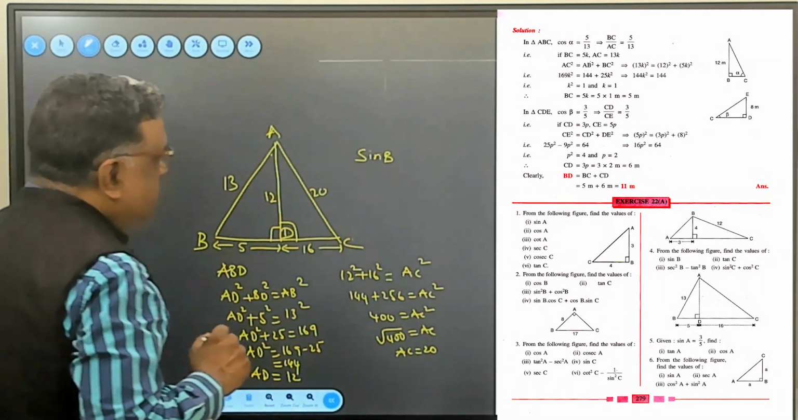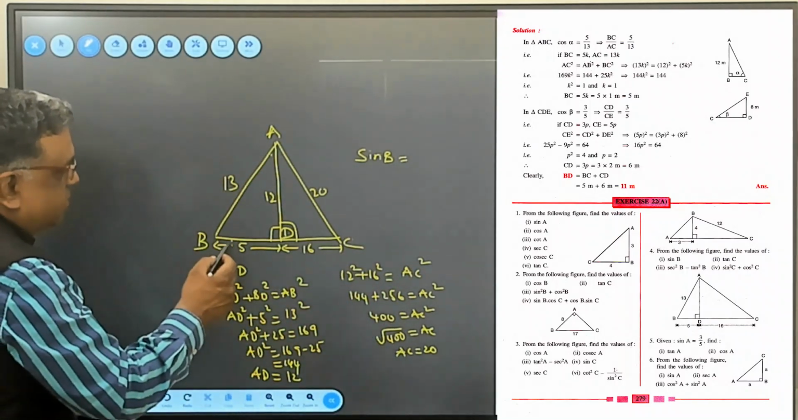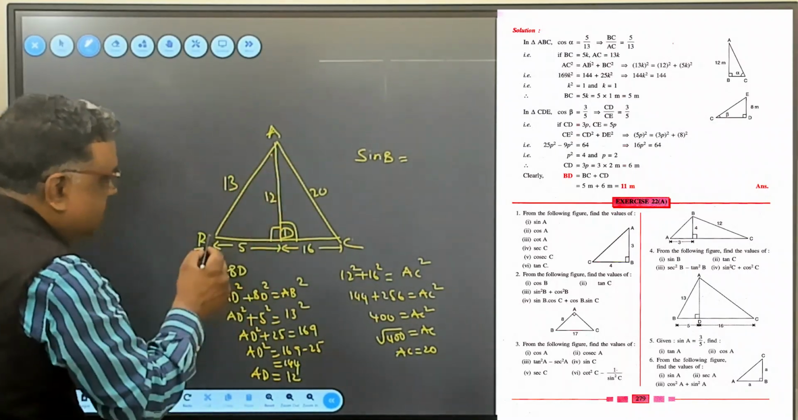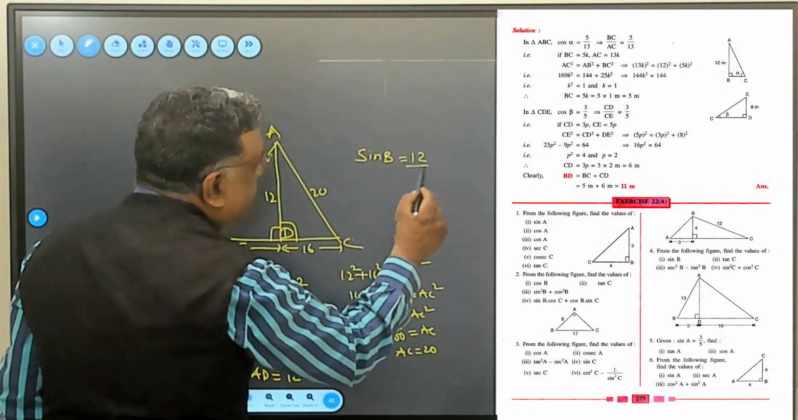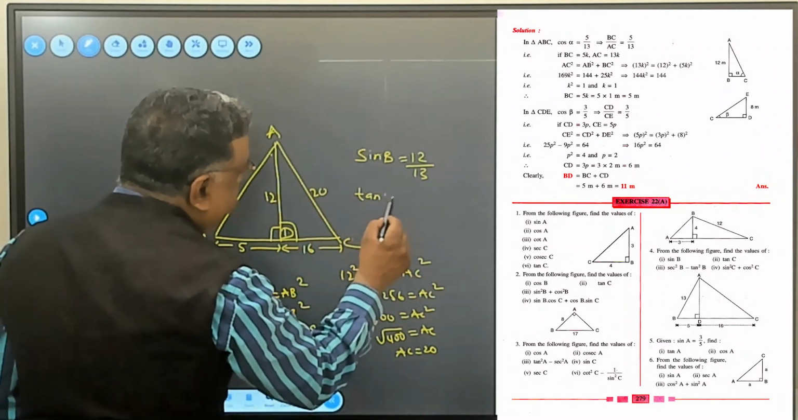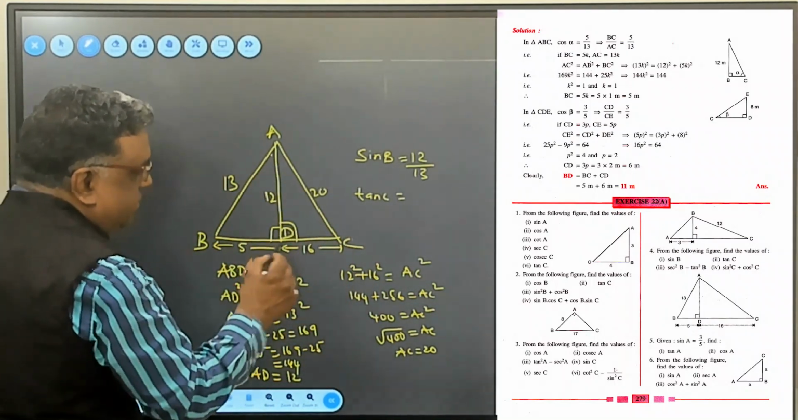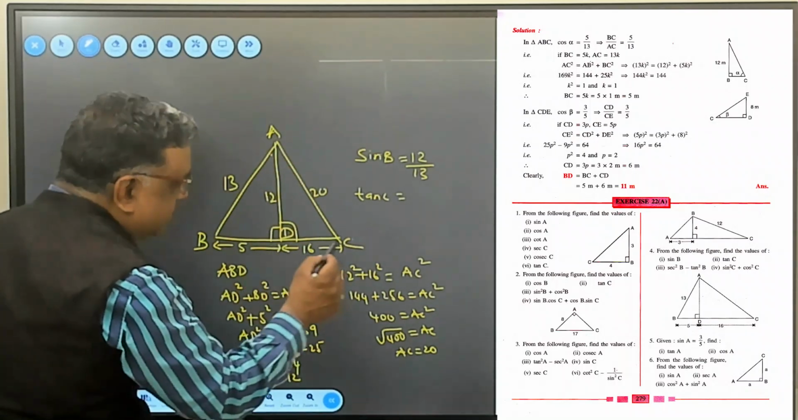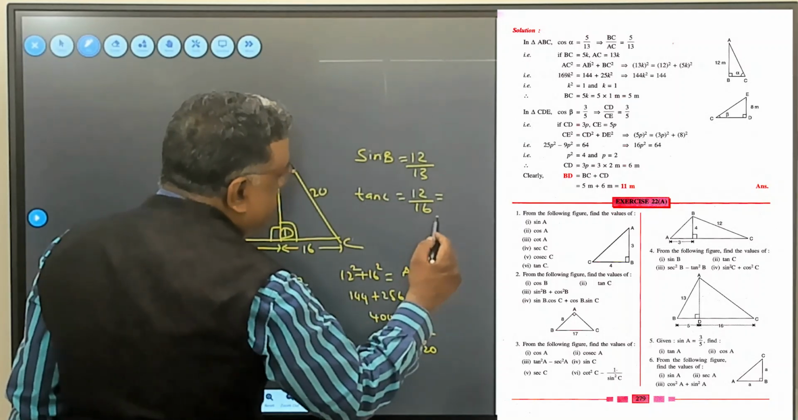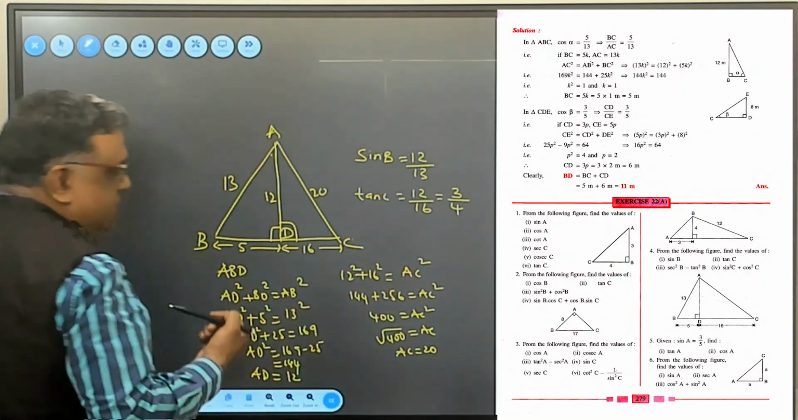Now let's try to find out what has been asked. Sine B, so what is going to be sine B? Sine B is going to be opposite upon hypotenuse. The side opposite to B is AD, hypotenuse is AB, so 12 upon 13. Then tan C. By definition, what is tan? Opposite side upon adjacent side. So opposite is AD, adjacent is DC. So 12 upon 16, which we can further reduce as 3 by 4, dividing both by 4.